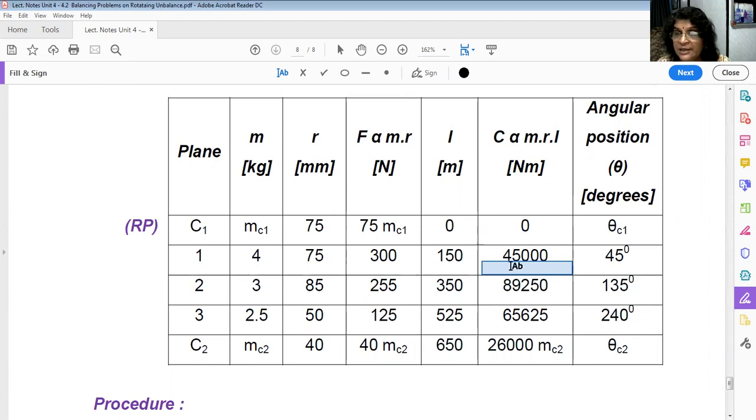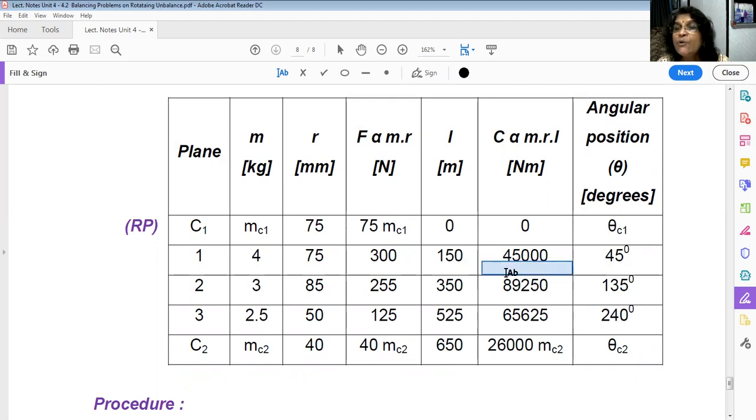Understood? See, sequence is immaterial. I can draw any vector first, either this or this or this. You will get the same answer. But as far as possible, what is convenient to us? Go in anti-clockwise direction from 0 to 360. That will avoid the crossing of the lines. So see, this angle is less, 45 degrees, then 135, then 240. So you can draw first this vector, then this vector, then this vector, and then the closing side will be this vector.